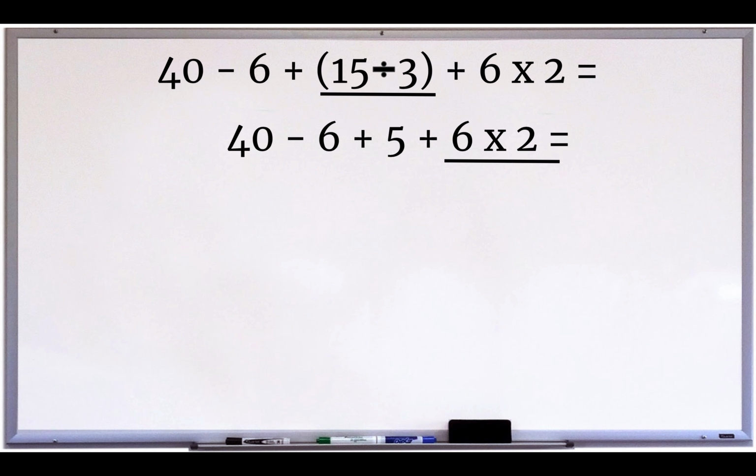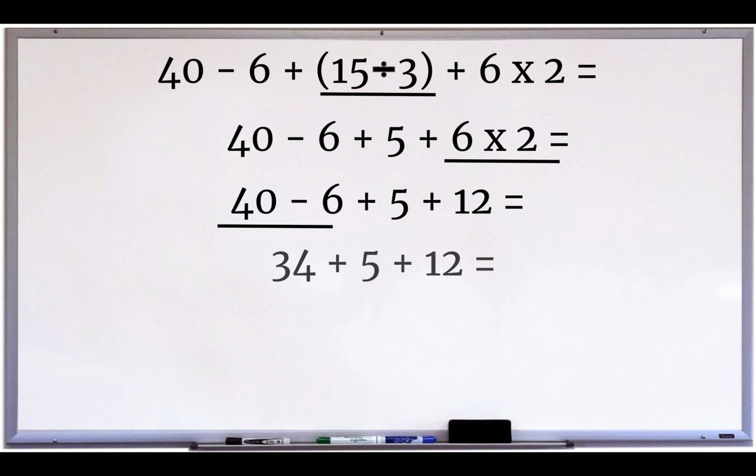Next, we would solve multiplication. So our new problem would be 40 minus 6 plus 5 plus 12. We replaced 15 divided by 3 with the 5, and then we replaced 6 times 2 with the 12. Now here's where we do our addition and subtraction from left to right. Just like you're reading a normal sentence, you would start with 40 minus 6, so you get 34 plus 5 plus 12. From here it would just be addition: 39 plus 12, and our final answer is 51.